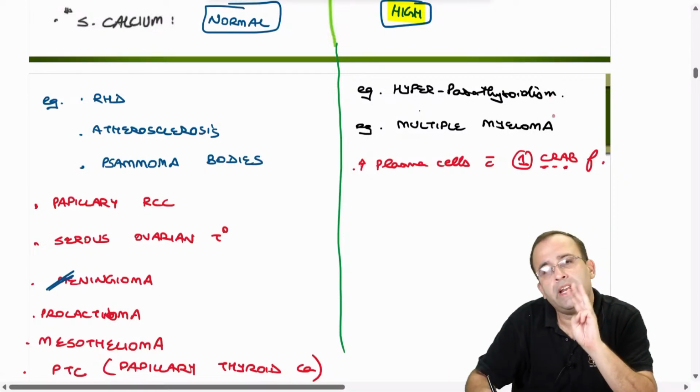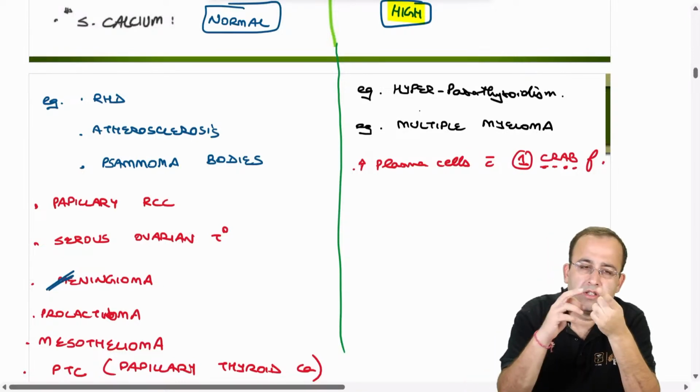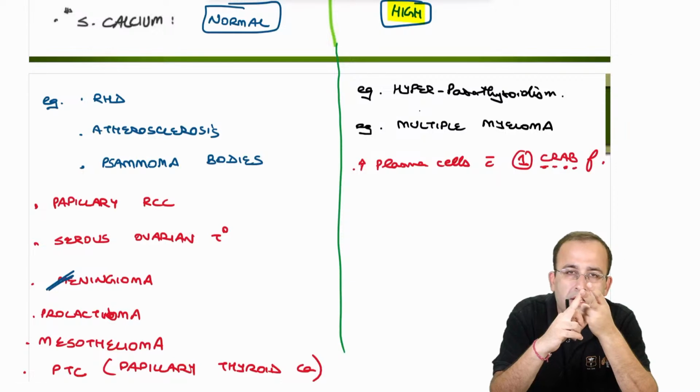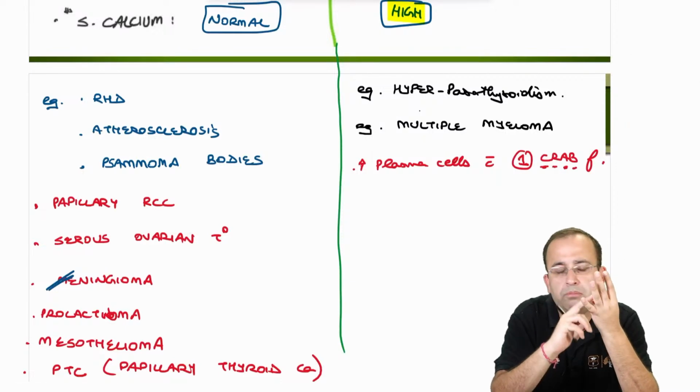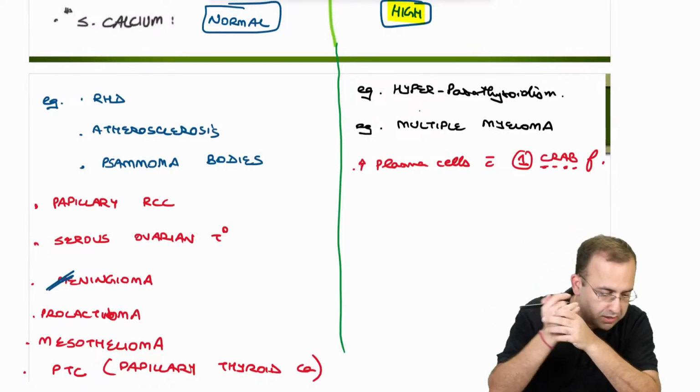A, anemia. B, bone lytic lesions. CRAB features: calcium is increased, renal insufficiency, anemia, bone lytic lesions. Because calcium was increased, it was metastatic calcification.